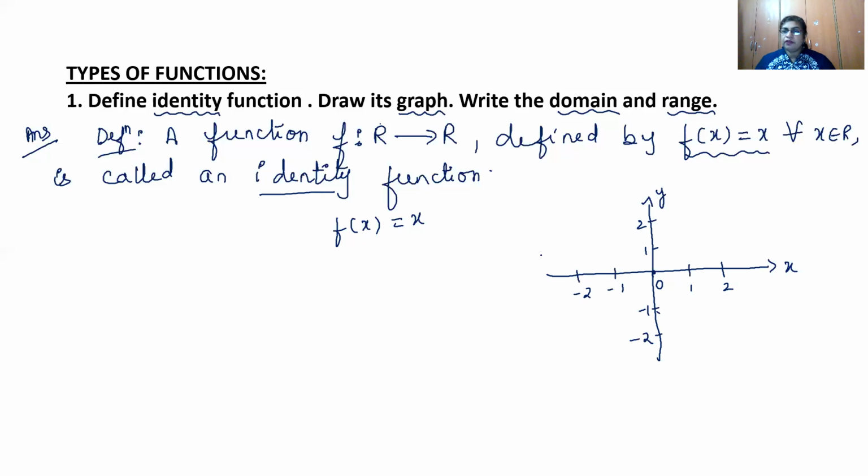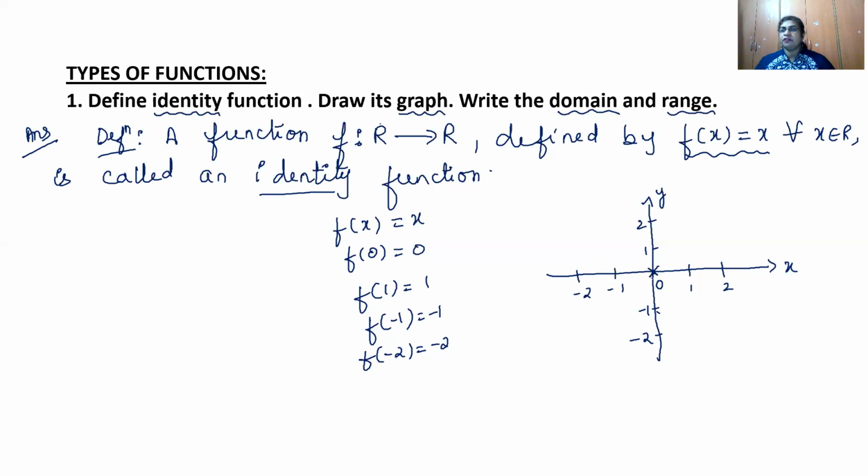So what will happen if I take x is 0? So f of 0 is equal to 0. F of 1 equal to 1. Use the definition. F of -1 is equal to -1. F of -2 is equal to -2. So plot these points. So when x is 0, y, that is f of x, is nothing but y, no? So that is also 0.